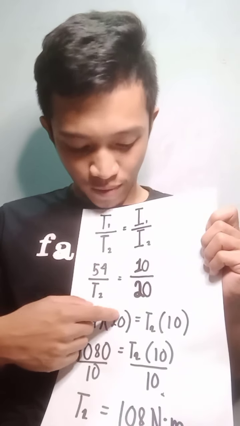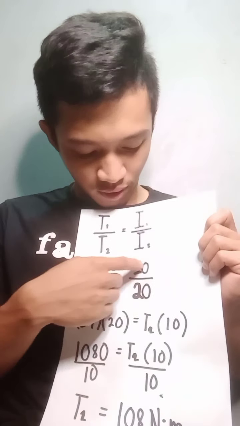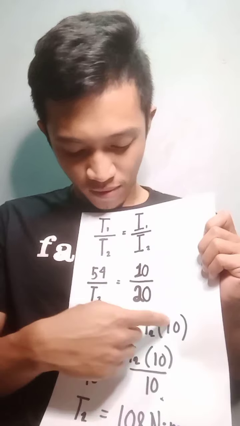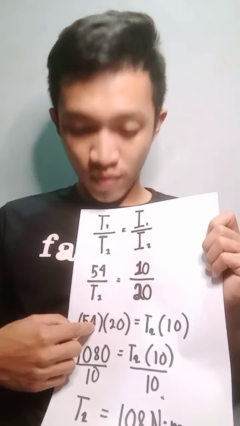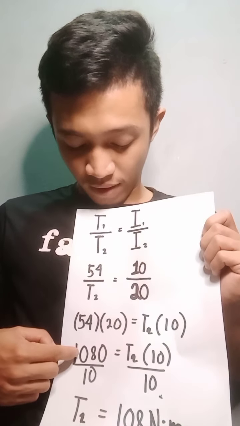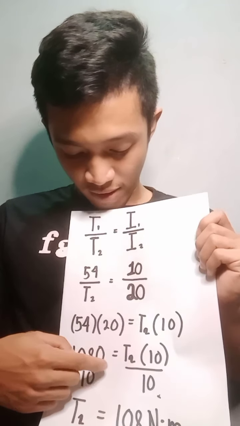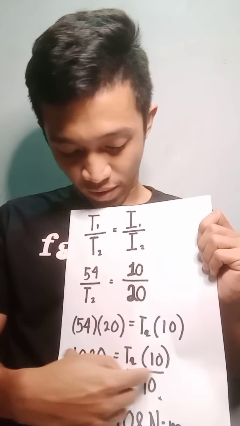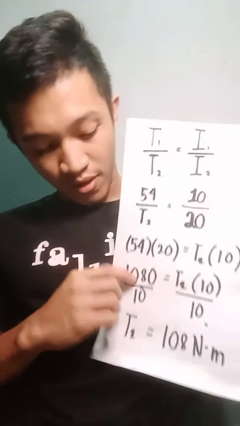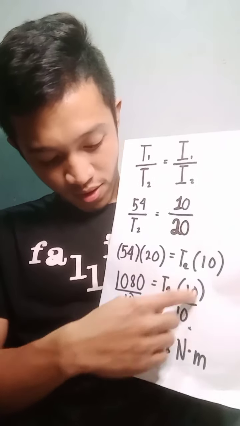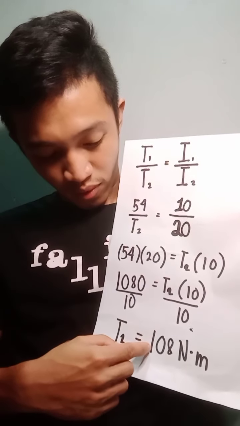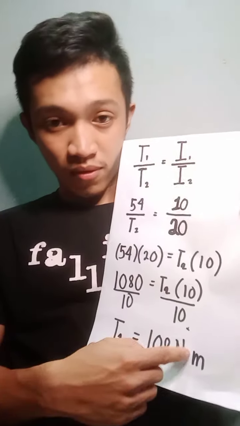We have 54 times 20, then the torque 2 times 10, then 54 times 20, we have 1080, then over 10 to cancel out this 10 here. We now have torque 2 is equals to 108 Newton meter.